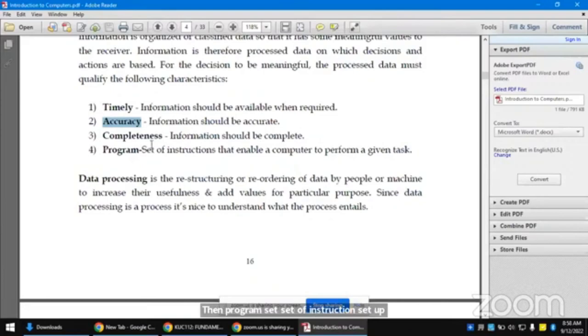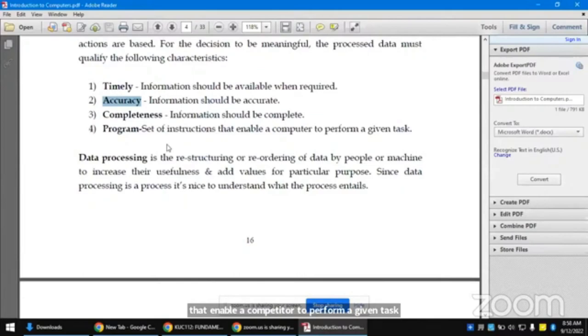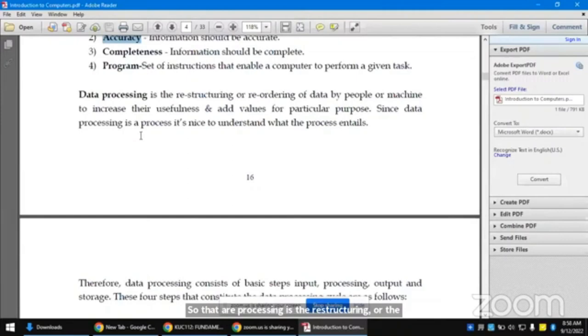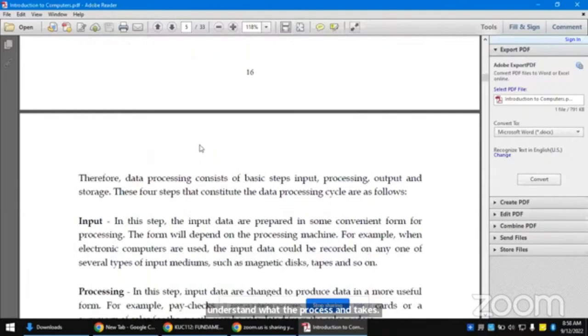Then program: a set of instructions that enable a computer to perform a given task. Data processing is the restructuring or reordering of data by people or machines to increase their usefulness and add value for a particular purpose. Since data processing is a process, it is nice to understand what the process entails. Therefore, data processing consists of the basic steps: input, processing, output, and storage. The four steps that constitute the data processing cycle are as follows.